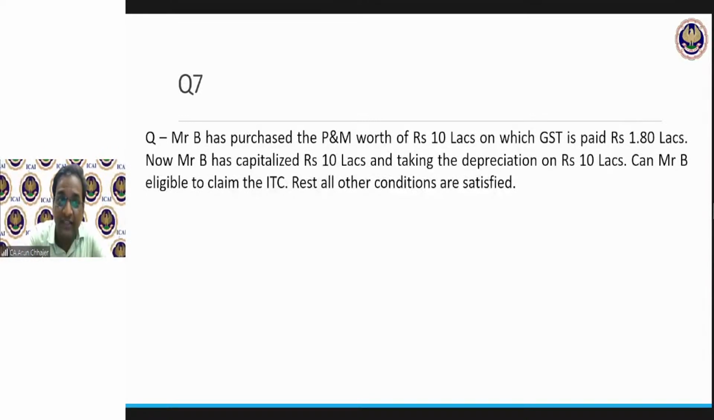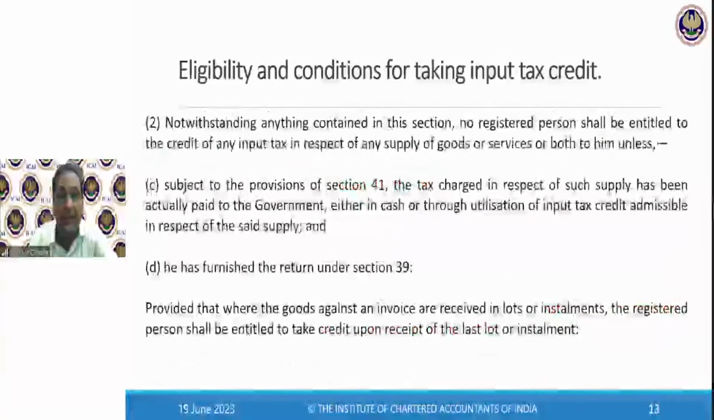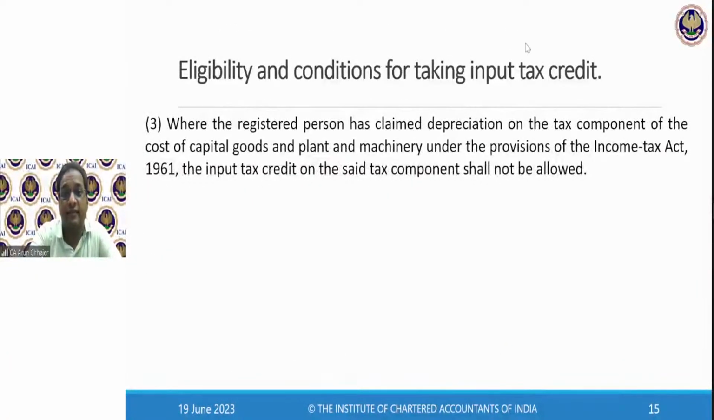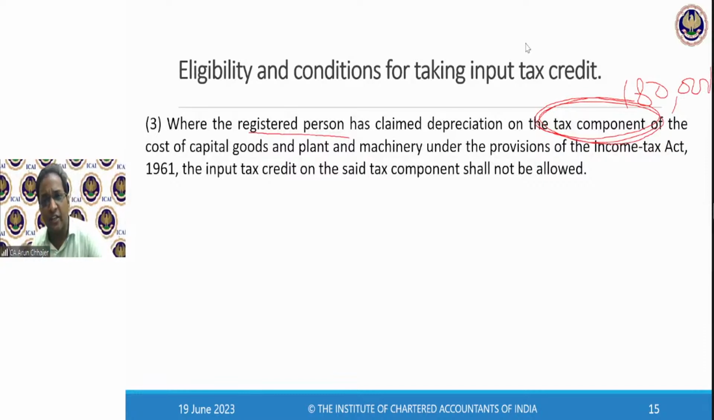Read the language once again. 16 subsection 3 says that if registered person has claimed the depreciation on the tax component, they were talking about 180 only. They are not saying that if the depreciation is at all claimed, then no ITC on the capital goods. No, they are saying if the depreciation has been claimed on the tax component, then the ITC on the said tax component is not allowed.